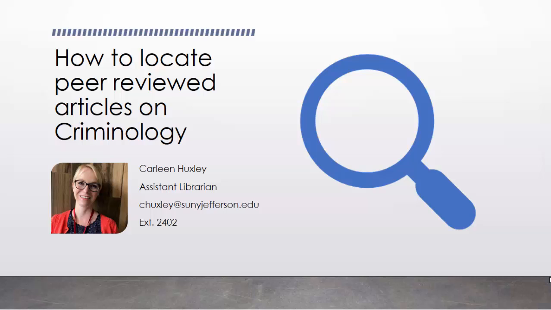For the next few minutes, I'm going to be talking to you about how to locate peer-reviewed articles using our online library databases. For this particular course, you're going to be writing a research paper that requires that you use at least two peer-reviewed articles. So I'll be explaining how to locate them, but also how they just generally differ from other resources that are out there.